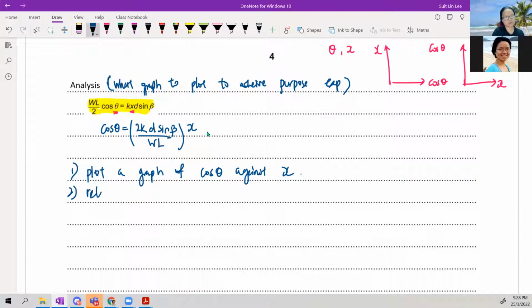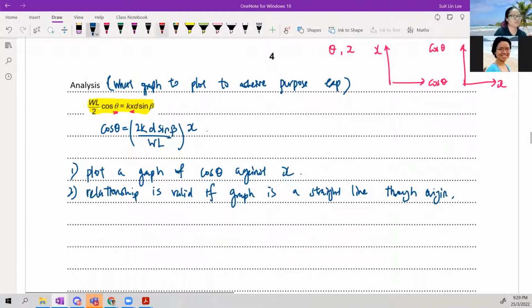Number 2, remember we have two purposes. One is to test the relationship. So the relationship is valid if the graph is a straight line through the origin. The through the origin is compulsory, okay? Not any straight line, but the graph is supposed to be like that.